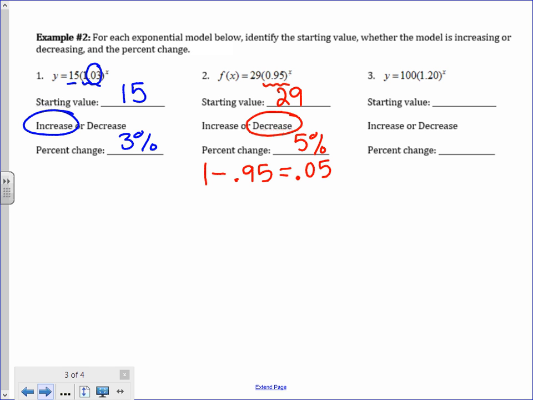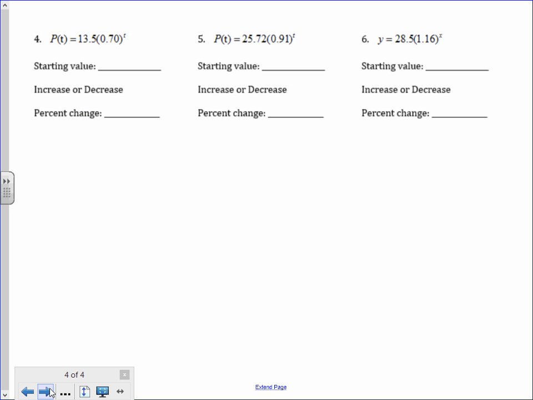All right, number 3. We get a starting value of 100. Because 1.2 is larger than 1, this is exponential increase. And the percent change is just the number that's after the decimal point. 0.2, which is 20% increase there. All right, now we've done 3 examples. There's only 3 more. If you'd like, you can hit pause right now and try those 3 questions on your own. If you need a little bit more support, stick with me and I'll do the last 3 examples with you.